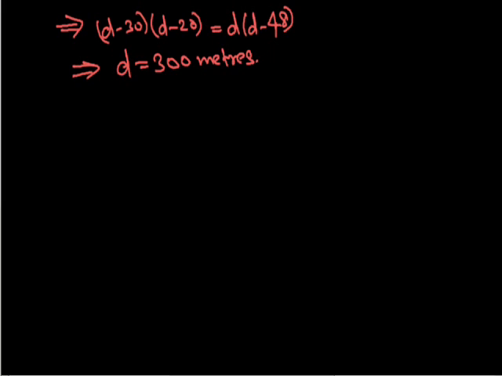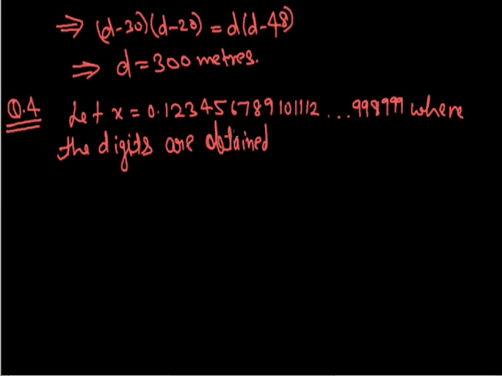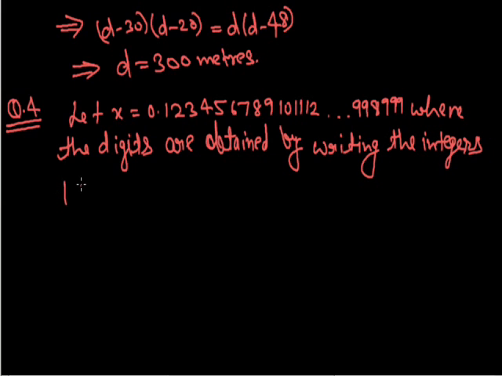Okay, now let us move to the next question. Question number 4. Question number 4 is given to us as, let x is equal to 0.1234567891011 12 up to 998999, where the digits are obtained by writing the integers 1 through 999, okay, in order.